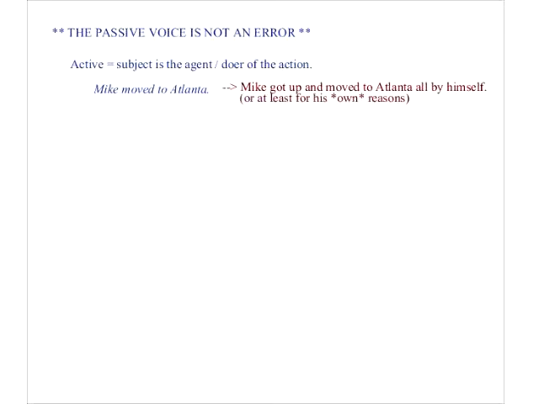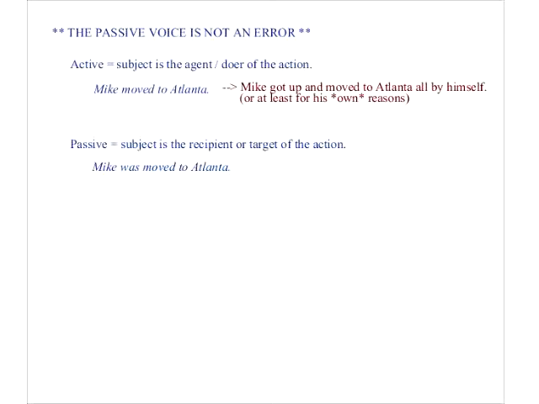All right, on the other hand, the passive voice. Again, if you don't know what active and passive are, make sure that you look that up on the internet for more examples. But passive just means that the subject is the recipient or target of the action. So if you say something like, Mike was moved to Atlanta, this is also correct. It just has a different meaning.